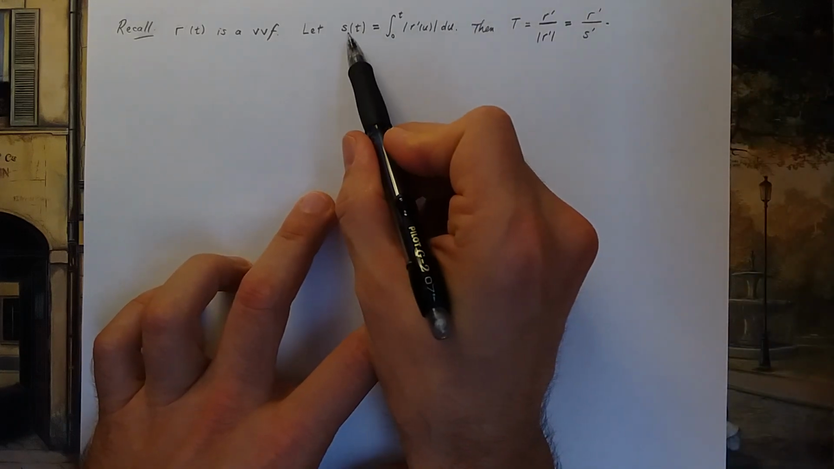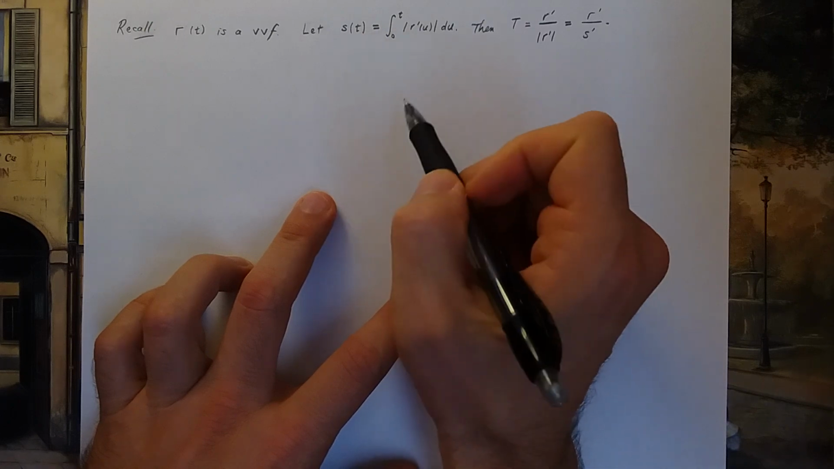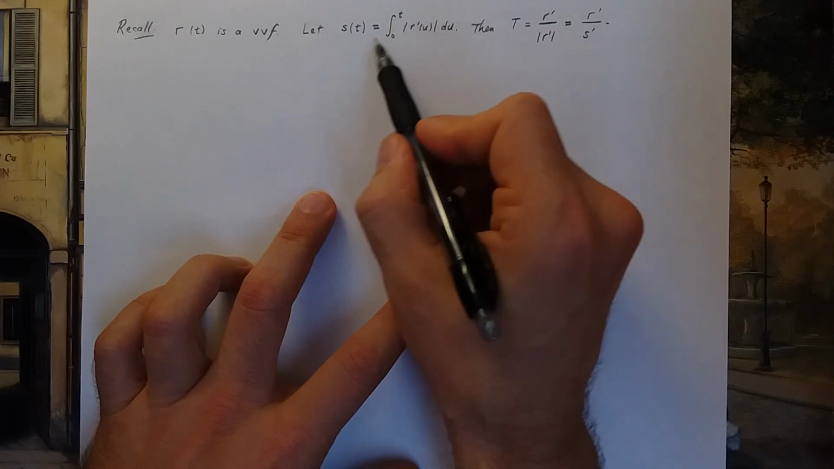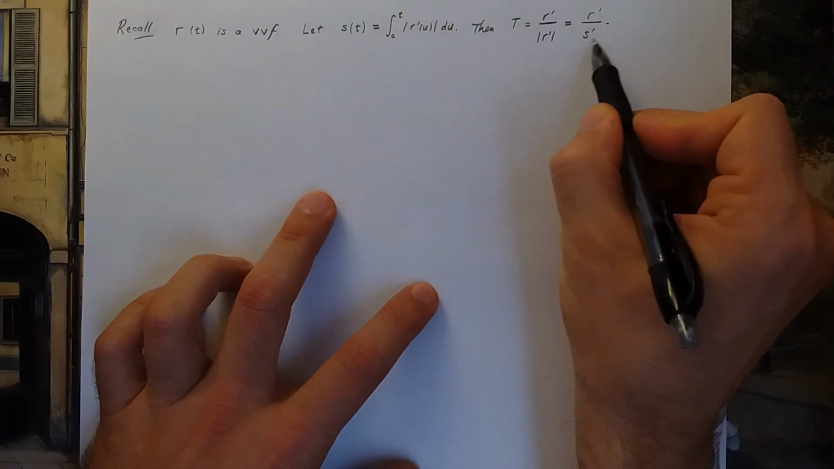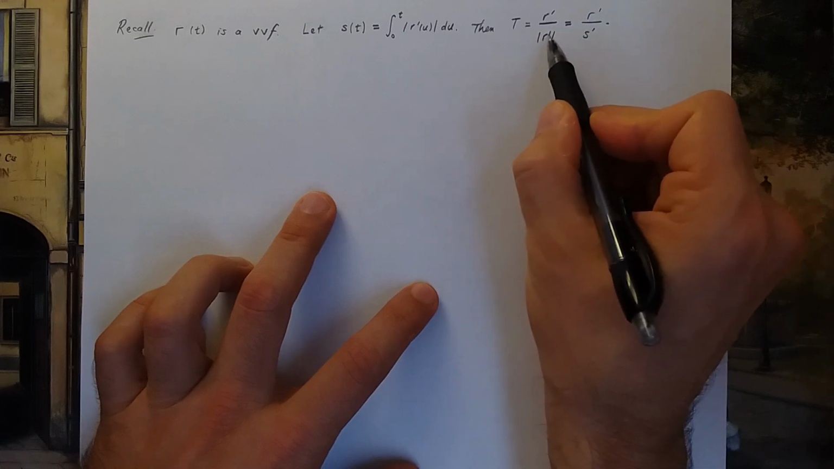If I take the derivative of both sides of this S function, the fundamental theorem of calculus says integrals and derivatives undo each other, and so the derivative of S is this length of the derivative of R.